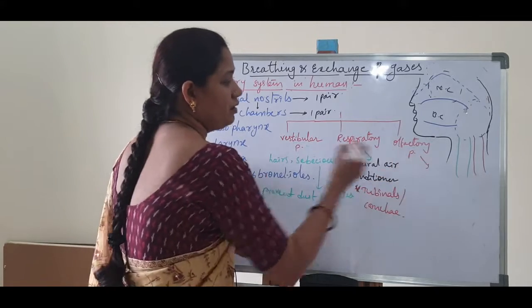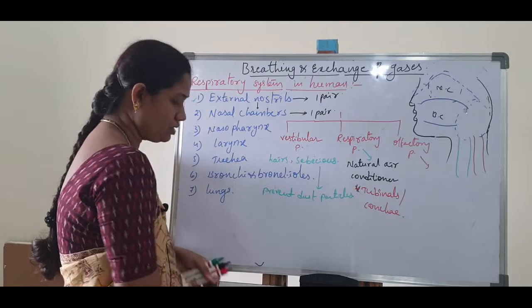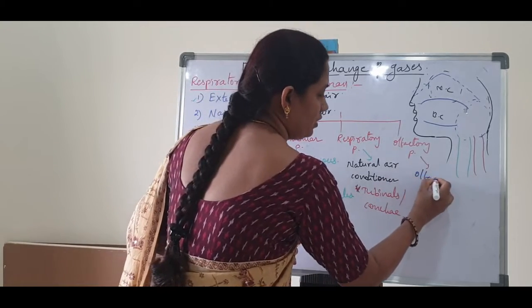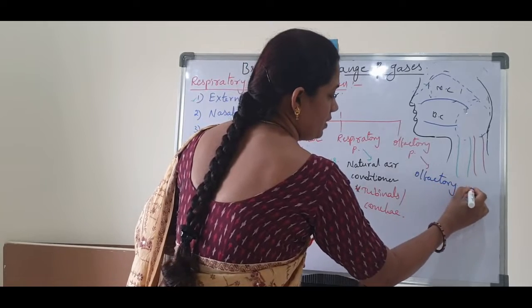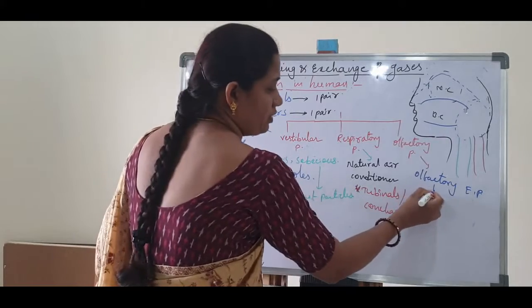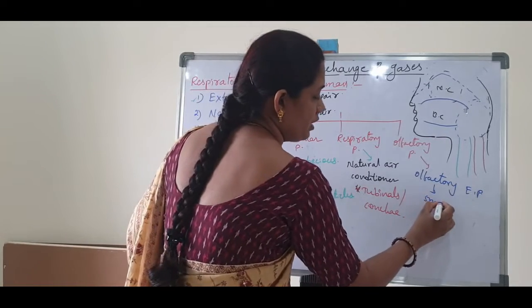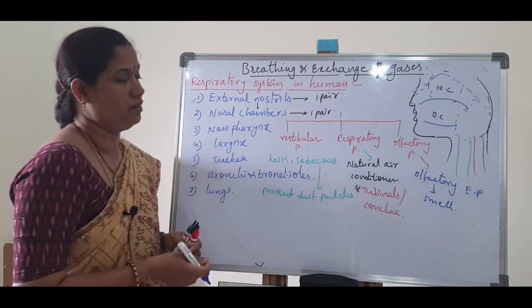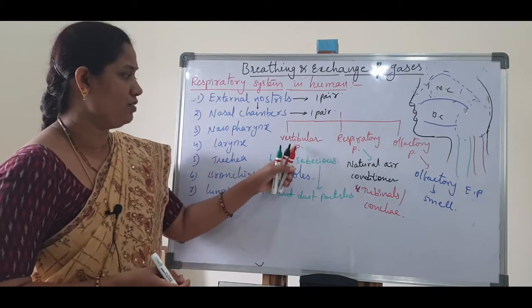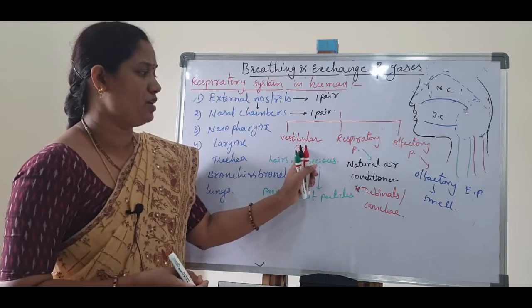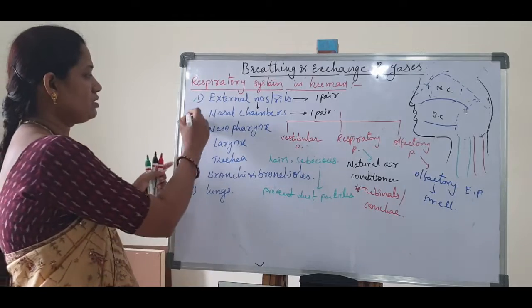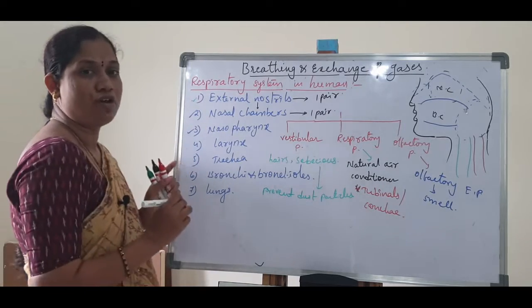Next, the third one, the olfactory part. This olfactory part is lined by olfactory epithelium. This olfactory epithelium helps in detecting smell. So these are the parts of the nasal chamber: vestibular region, respiratory region, olfactory region. Next, nasopharynx.